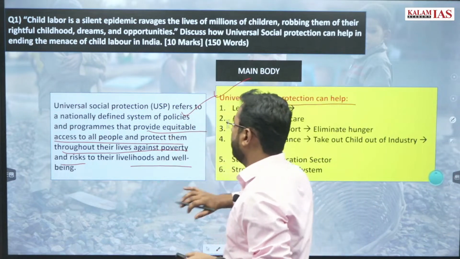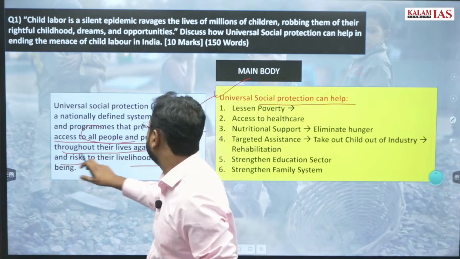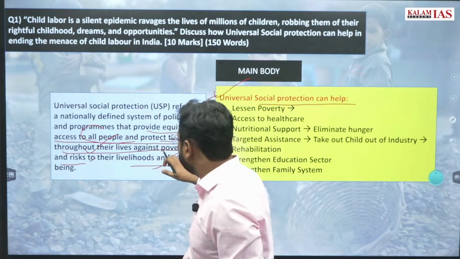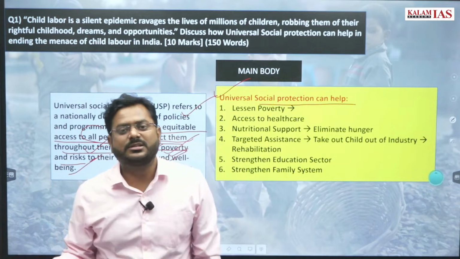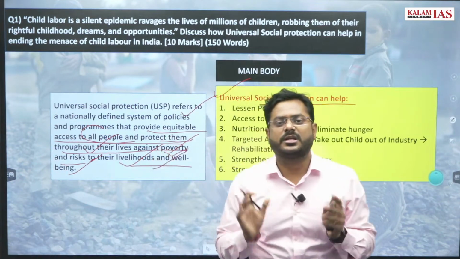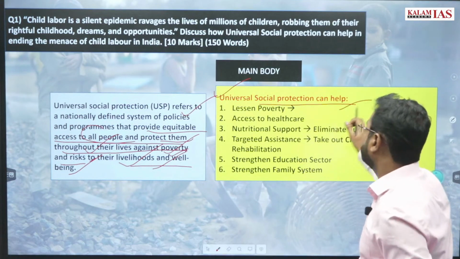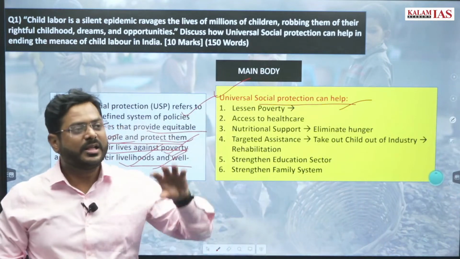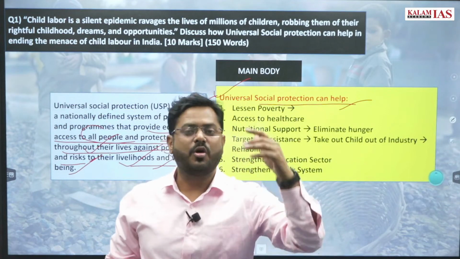Means you are saying what? Overall development is there, access to all people and protect them throughout their lives against poverty, risk and livelihood. Poverty related, livelihood related and overall well-being related, means education related, housing related, all kinds of protection can come under universal social protection, right? So universal social protection can obviously help to lessen the poverty, and when any family's poverty reduces, obviously that family will send their children to school.